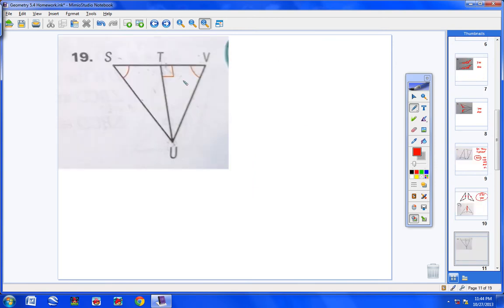Okay, number 19. Again, I think it would be very helpful if we just took about 20 seconds and split these two triangles up.